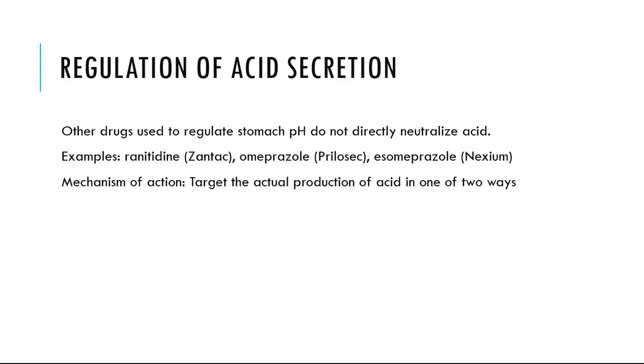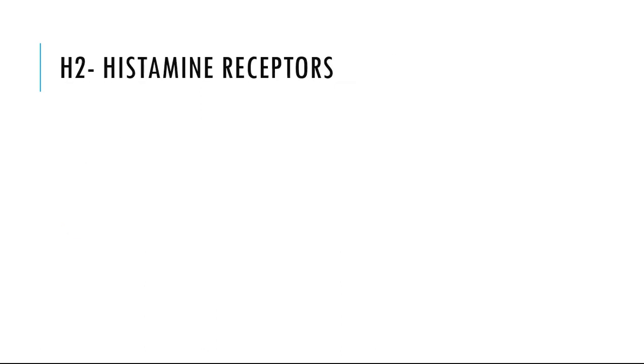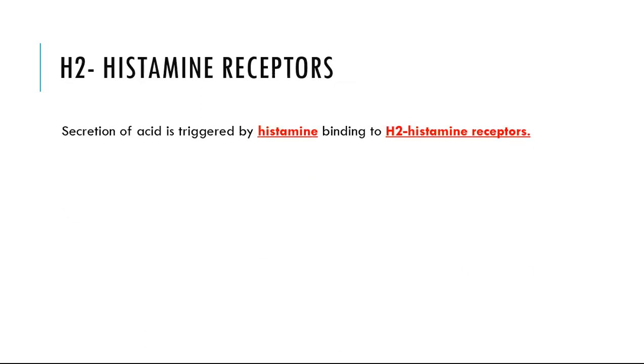So the mechanism of action is that they're going to target the actual production of the acid in one of two ways. So they're either going to target H2 histamine receptors, or they're going to inhibit the gastric proton pump. So H2 histamine receptors, secretion of acid is triggered by histamine molecules binding to the H2 histamine receptors. So if we can prevent histamines from binding, then we could prevent some secretion of acid.